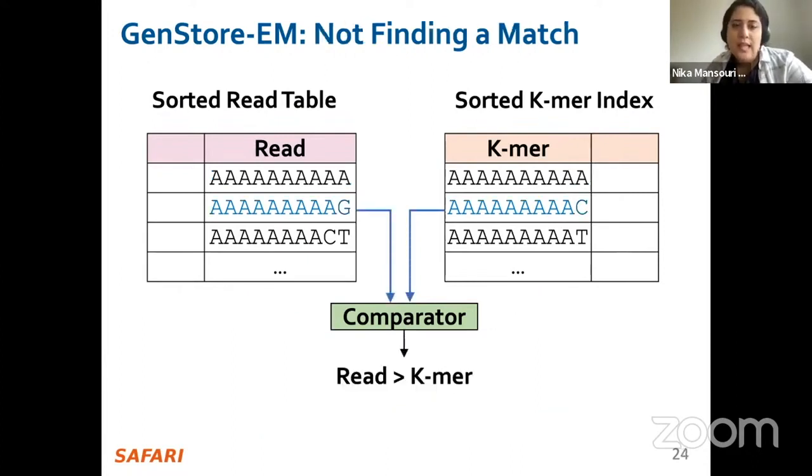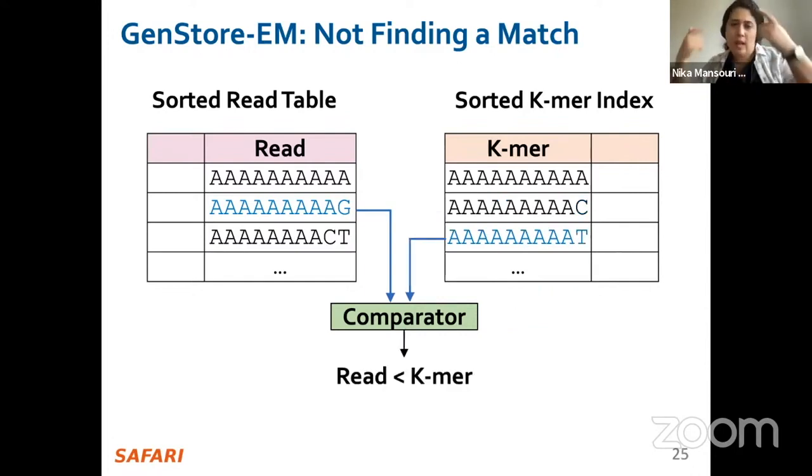Okay, so if the read is alphabetically larger than the k-mer, we conclude that the k-mer does not match any read, because we have been sequentially scanning, right? If we already had a k-mer matching the read, we would have found it. So if the k-mer is smaller than the read, it means that the k-mer would not match any read. So we can just move to the next element.